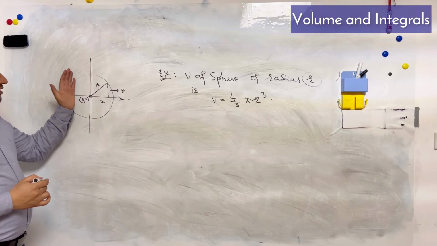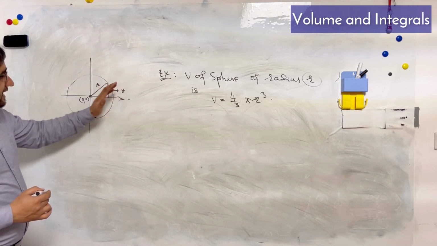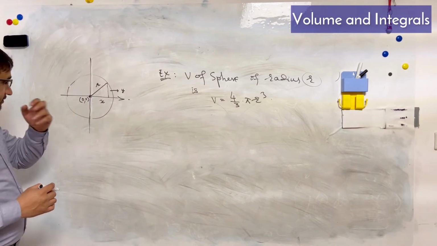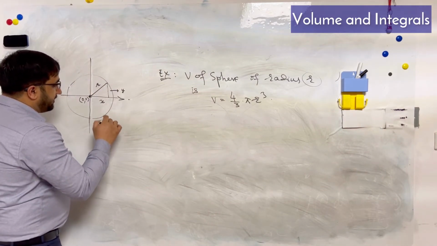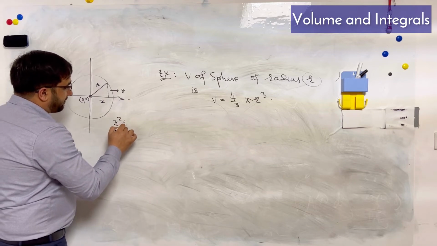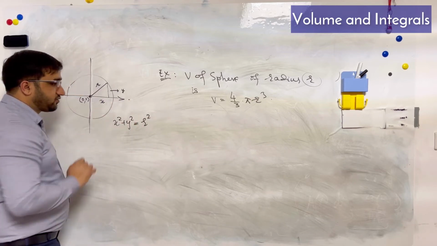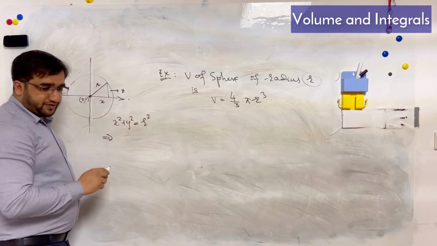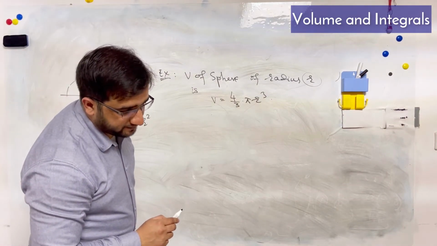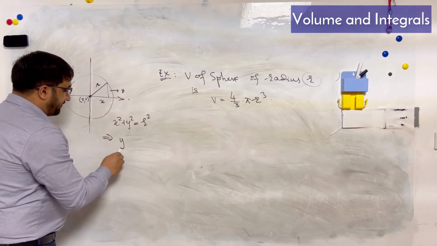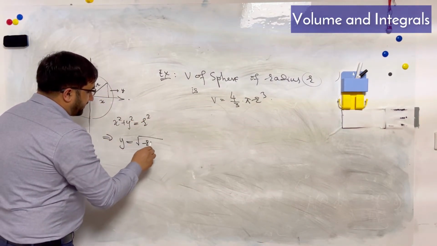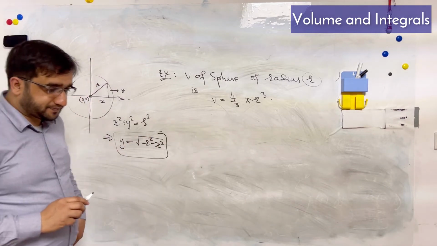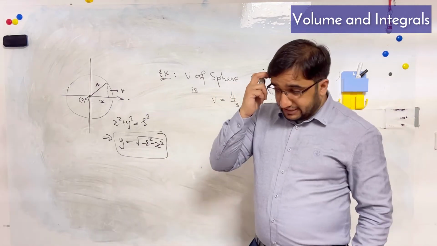Anywhere you go, this vertical part will be y, the horizontal part will be x, and this is the radius. You know this. From the Pythagoras theorem, x square plus y square is equal to r square. What we need to do is find y. So y is equal to under the root r square minus x square, right? From here, you can get this. So this is one thing we needed.